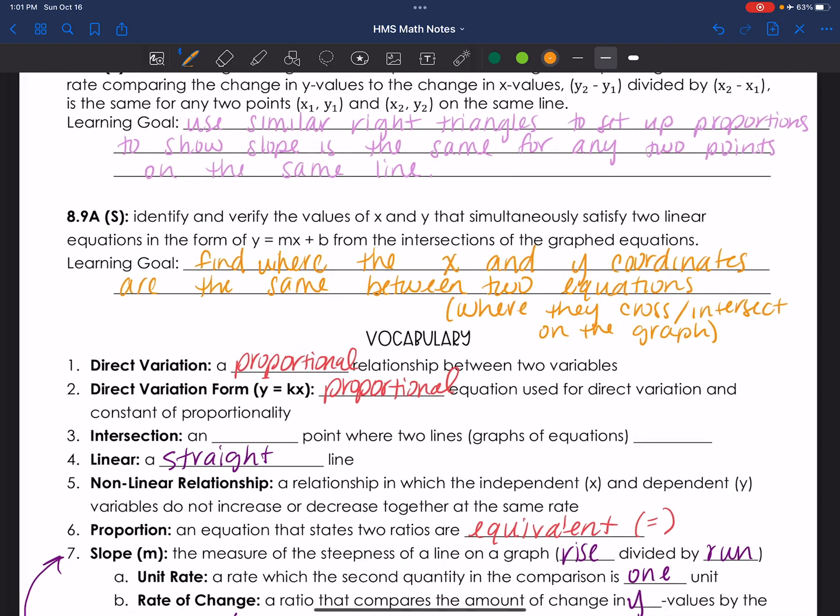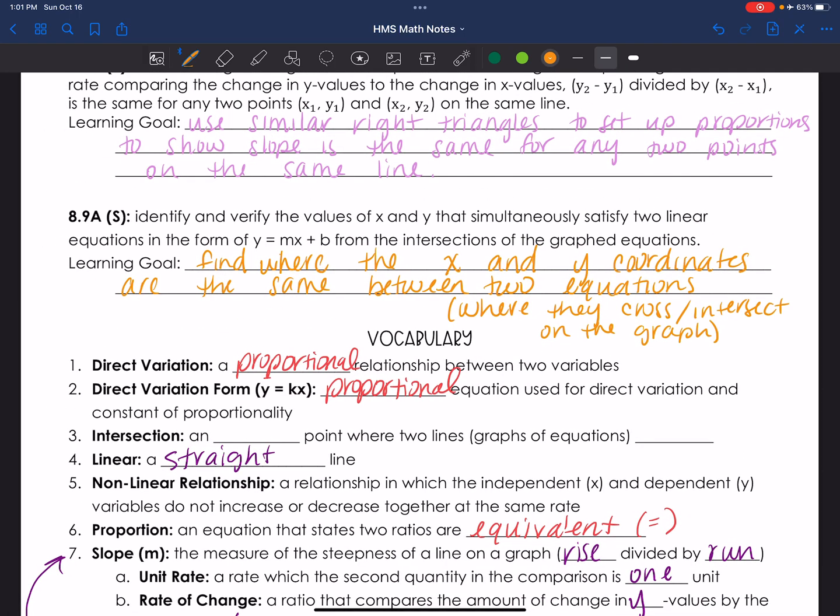We're doing 8.9a. Identify and verify the values of x and y that simultaneously satisfy two linear equations in the form of y equals mx plus b from the intersections of the graphed equations. That's a lot of words, but if you break it down, it basically just means find where the x and y coordinates are the same between two different linear equations. Basically just where they cross or intersect on the graph. So again, super easy, super simple. We're gonna break it down.